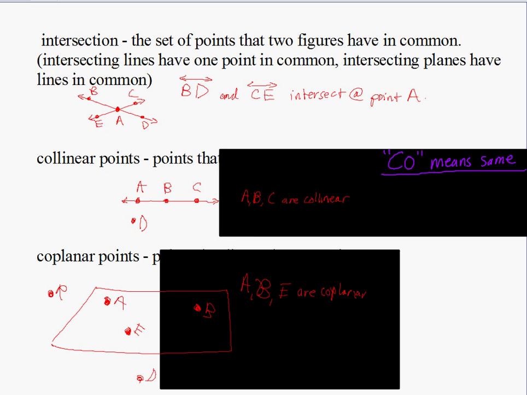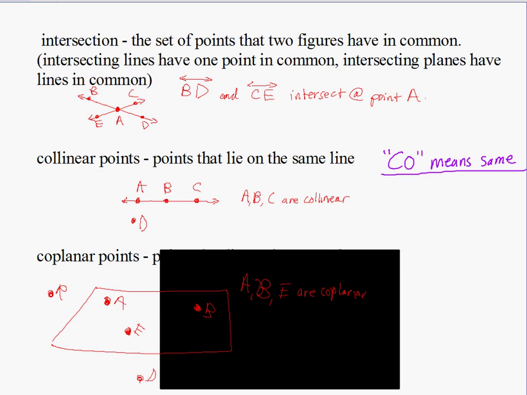Next, this is really important. I want you to remember that co means the same. Okay, so when we talk about collinear points, it's always in the name in geometry. Co, same, line, points. So points that lie in the same line. Okay, so here is an example. Okay, A, B, and C are on the same exact line. Okay, so A, B, and C would be collinear.